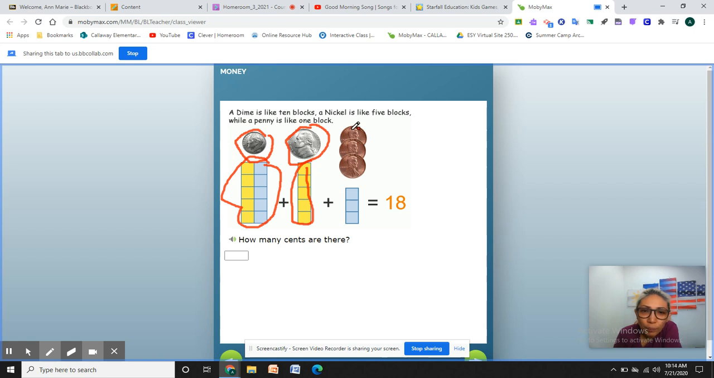Now you have your pennies, and you know your pennies, you count it as 1, 2, 3. So if you look at that, this is your 10, correct? You have 10 plus 5. That's a lot of coins. Plus another 3 pennies. That would give you 18. All right, that's your 18 cents.